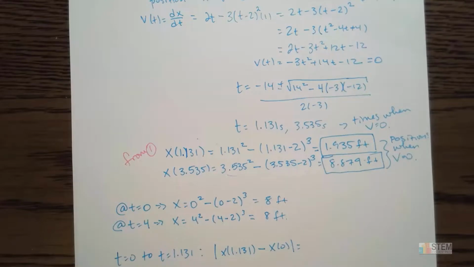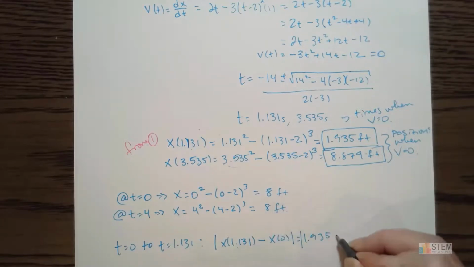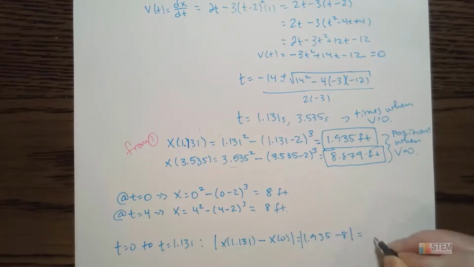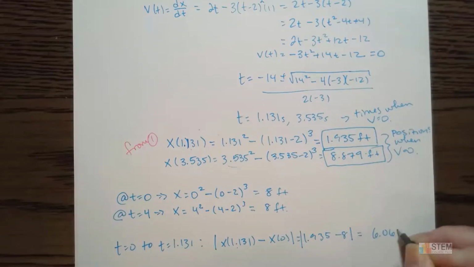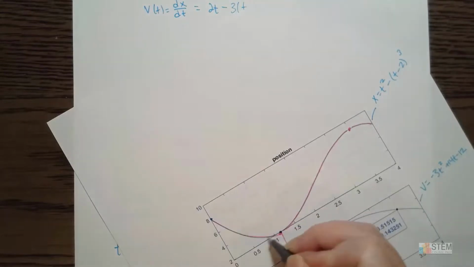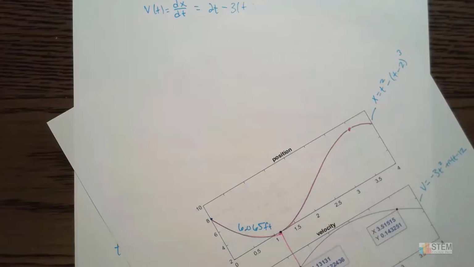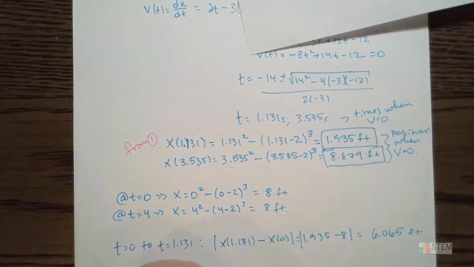All right. So notice we already have this value. We found it up here. Okay, so it's 1.935, and then minus x at t equals 0, well, that was 8. Okay, so that's going to be 6.065, that's feet. So it takes care of that first part of the path. So from here to here is the 6.065 feet. Okay.